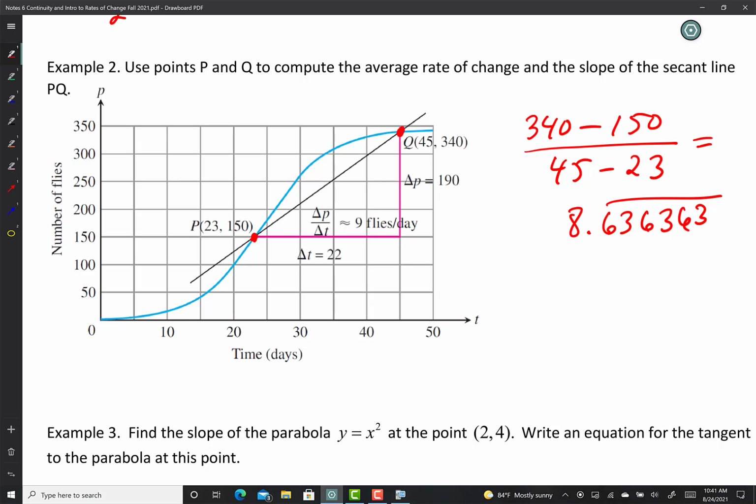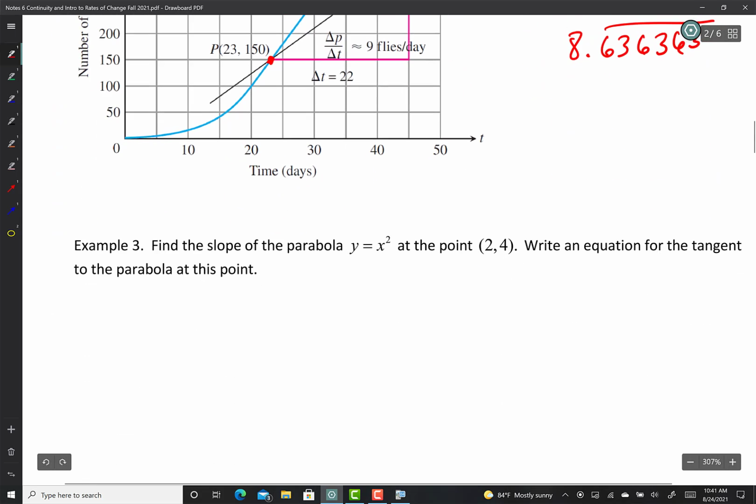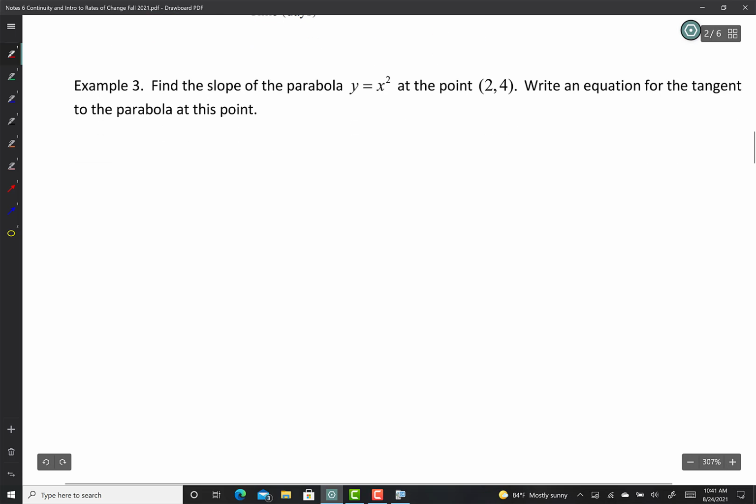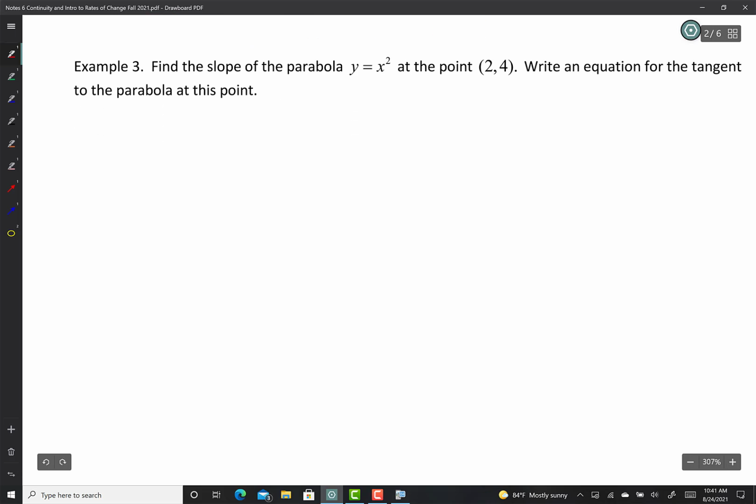All right. Now, we're not ready for example 3. I did an accident. I had it in my notes, but I didn't change it. We're going to do example 4 first before we do example 3, but I want the idea of example 3 to be in your head. So let's look at what example 3 says. Find the slope of the parabola y equals x squared at the point 2, 4. Write an equation for the tangent to the parabola at this point.